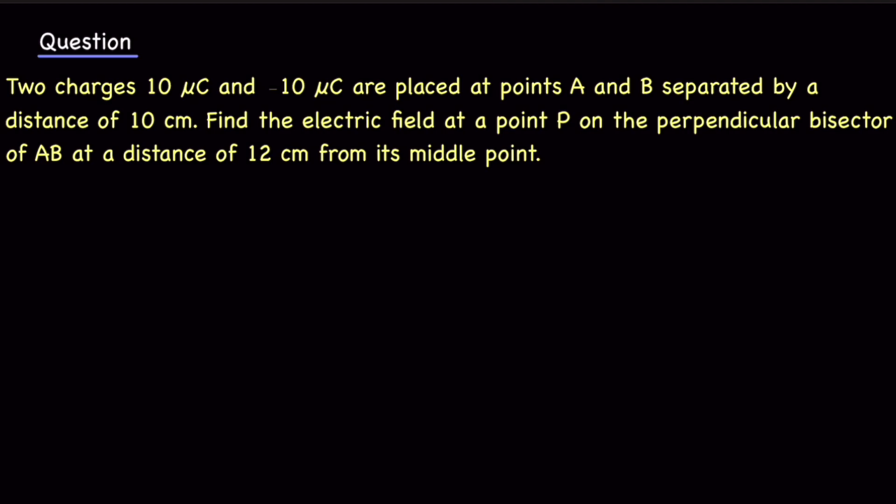In this question, two charges, 10 microcoulomb and minus 10 microcoulomb, are placed at points A and B respectively, at a distance of 10 centimeter. Find the electric field at a point on the perpendicular bisector of AB at a distance of 12 centimeter from its middle point. Let's understand this question with a figure.